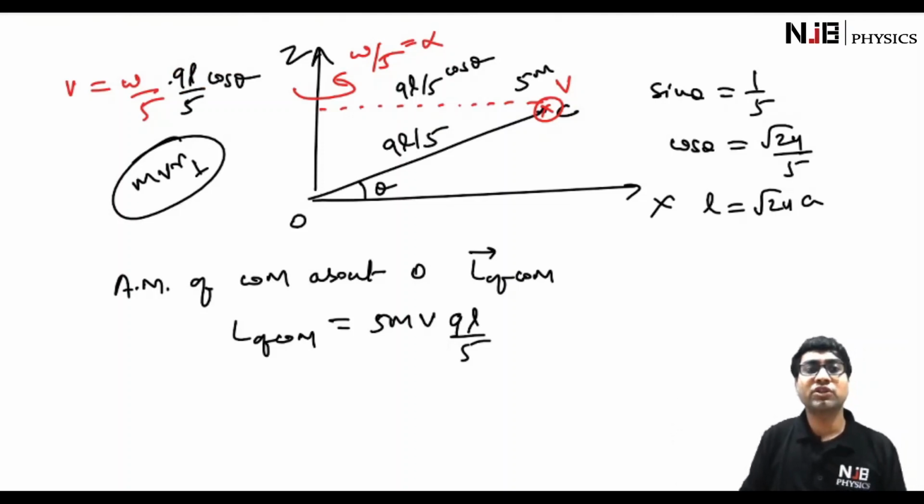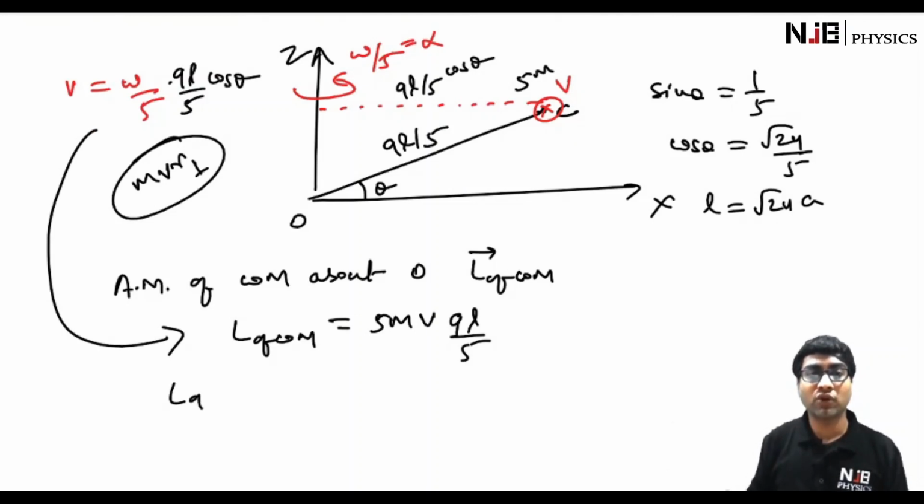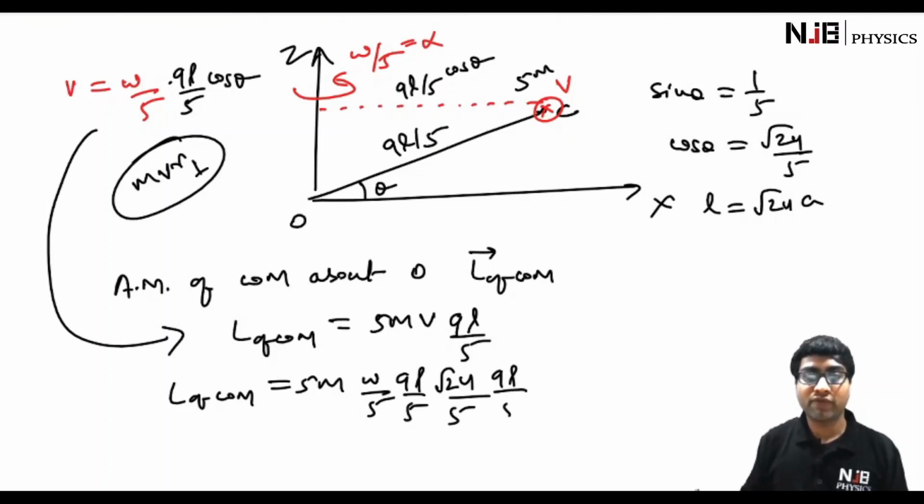So we just have to put the value of this v in this equation. So we are going to get the value of angular momentum of center of mass as equal to 5m times omega by 5 times 9L by 5 cos theta. We can write cos theta as root 24 by 5. Then we have 9L by 5. So this is going to be the magnitude of angular momentum of center of mass about this point O.